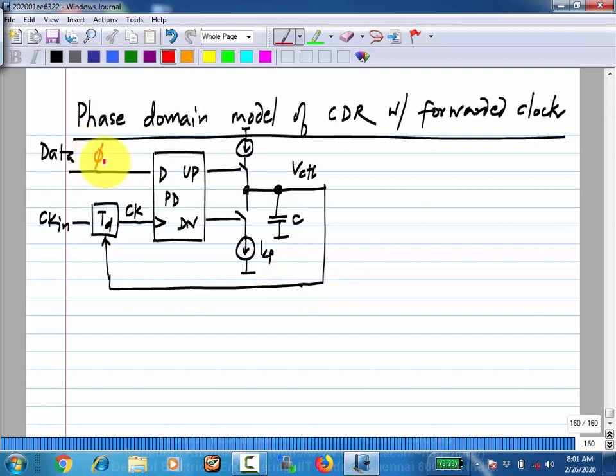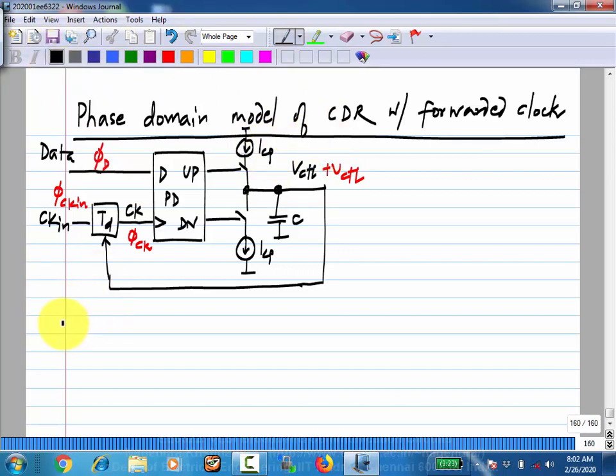We considered an increment phi d. We first assume that it is locked, okay, and then we consider increment phi d in the phase of the data, or an increment phi c gain in the phase of the clock. This will cause an increment in the control voltage as well as increment in Ck, which is used for data recovery, okay. And you could also add noise from the current sources and so on. We will do that later.